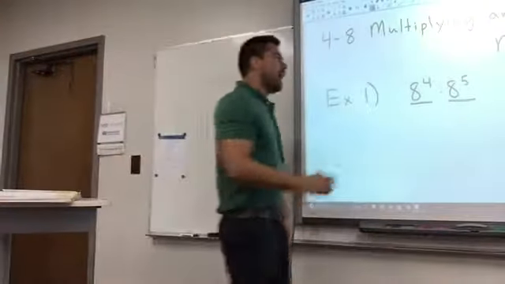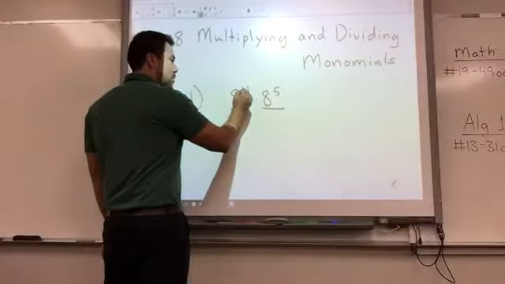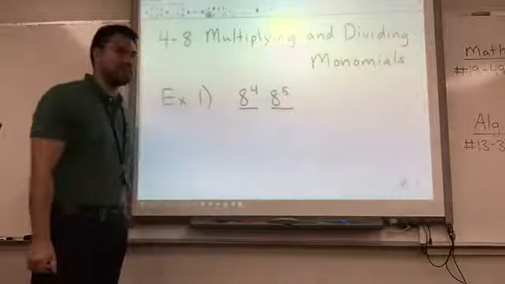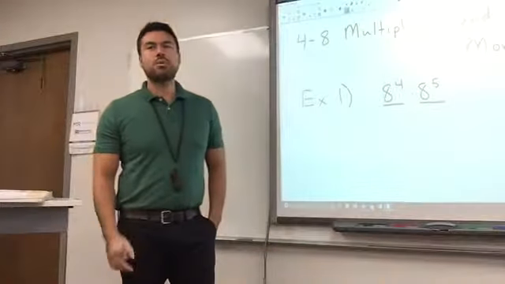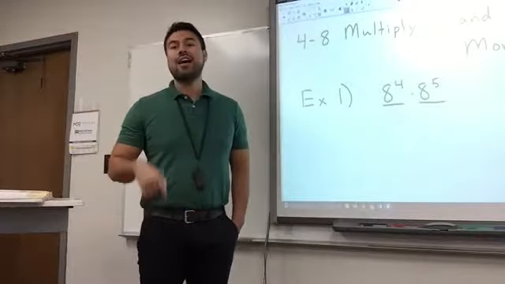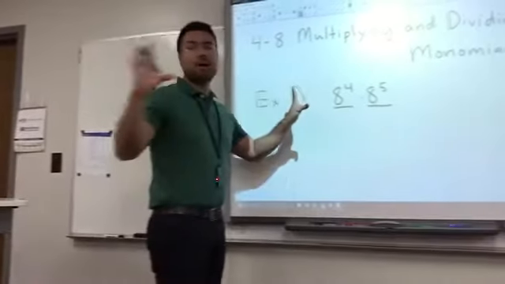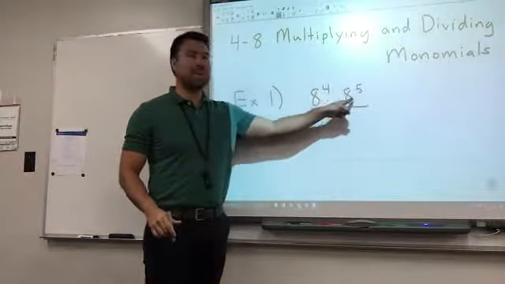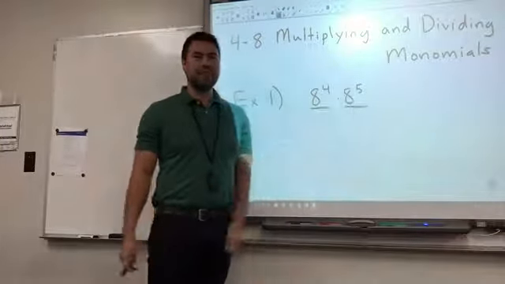And then what's this number up here called? Exponent. And what's the exponent of x to the fifth? 5. Good. So we just identify parts. Powers are being multiplied. They have the same base, and they have different exponents.